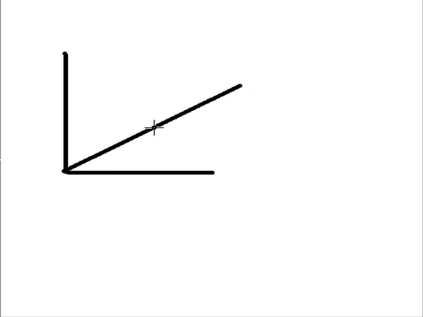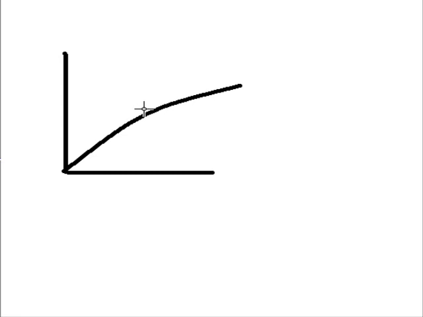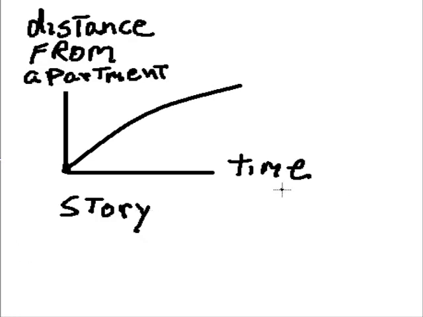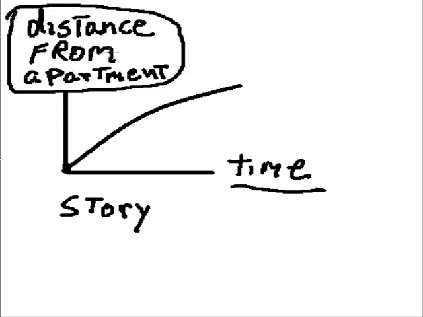So here's a graph. And the question is, what is the story behind the graph? What does this curve tell you? What story does it tell you? Well, the x-axis represents time. The y-axis represents the distance from your apartment.